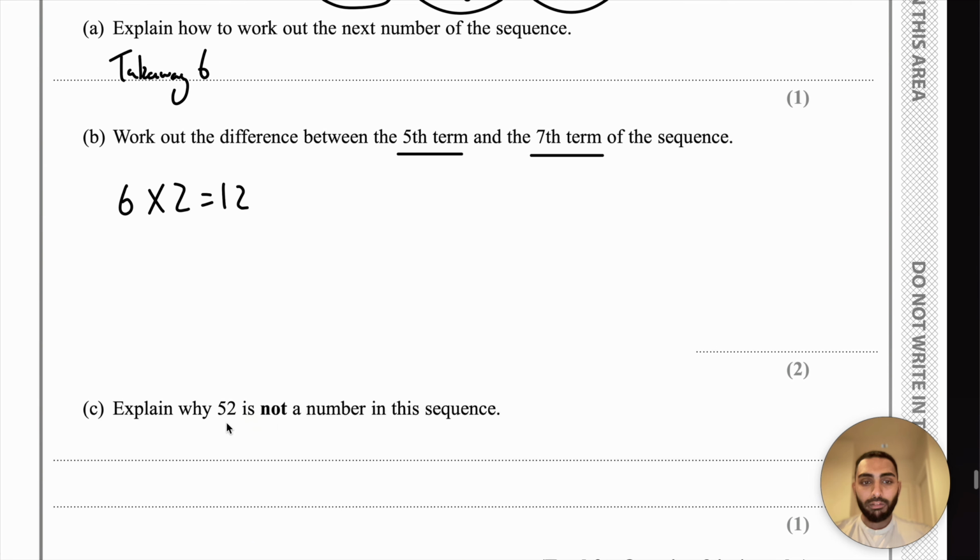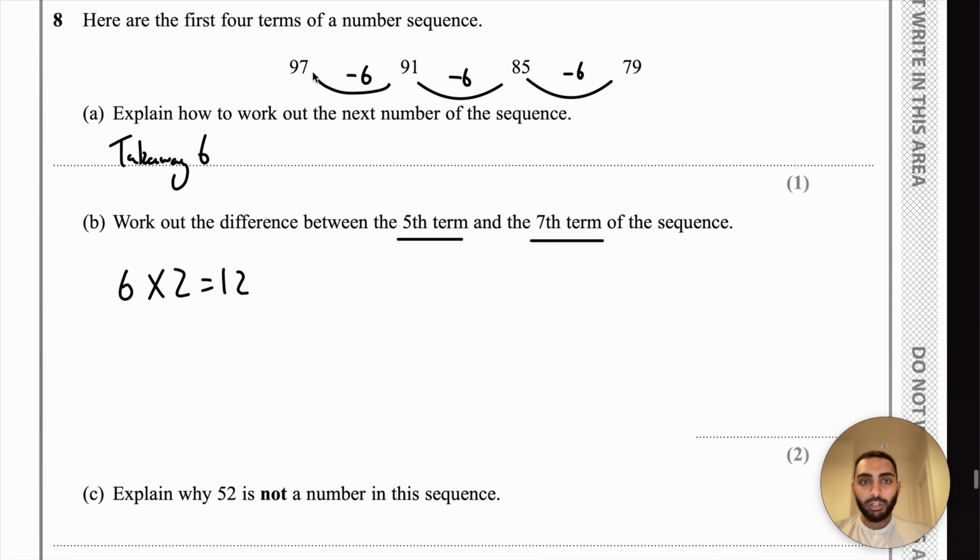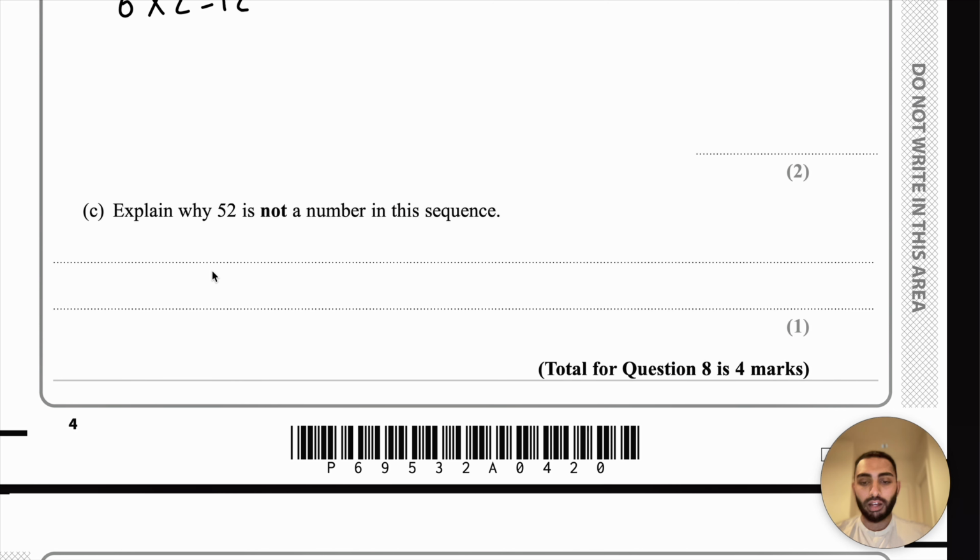Part C. Explain why 52 is not a number in this sequence. If we take a look at all of these numbers, what do they have in common? Just going to highlight the last digits. So we have 7, 1, 5, and 9. All of these are odd numbers. So all of the numbers in the sequence are odd.